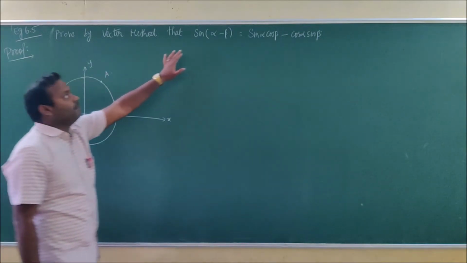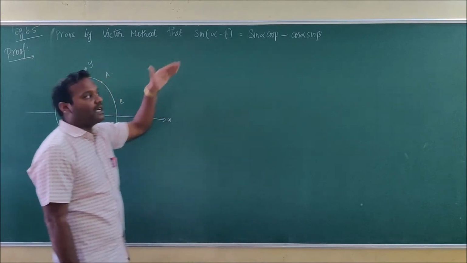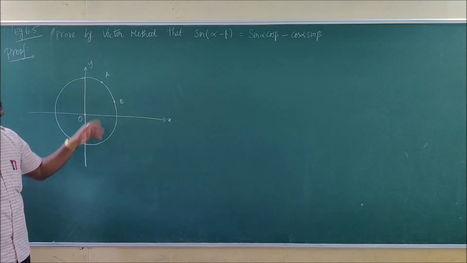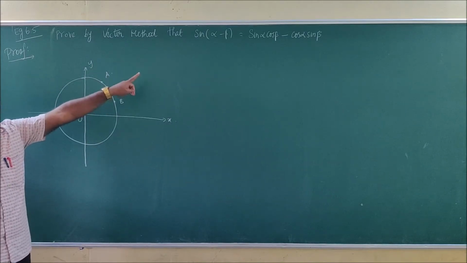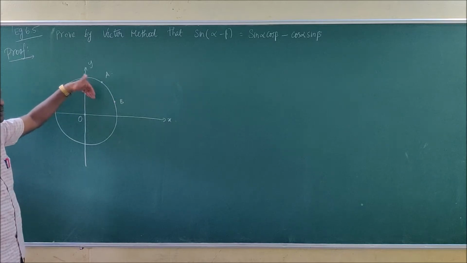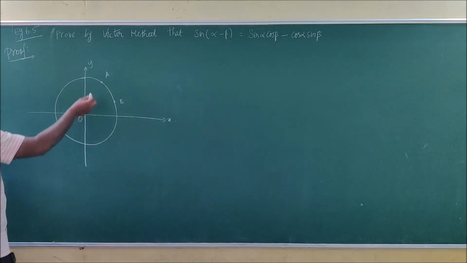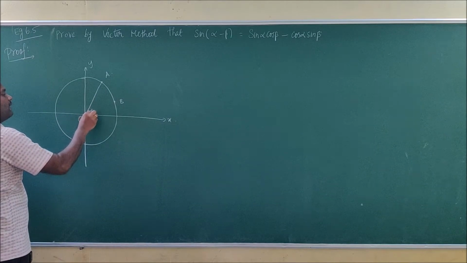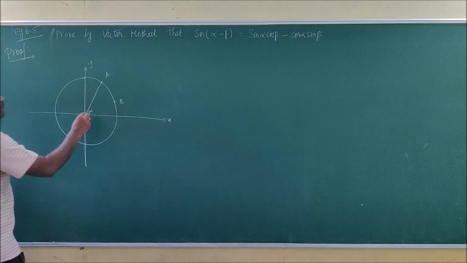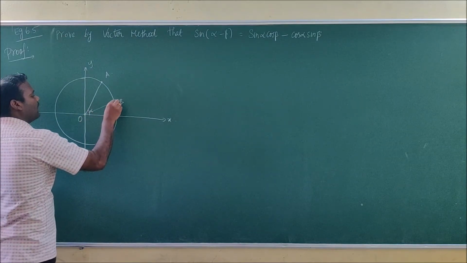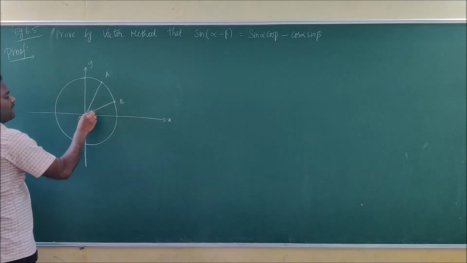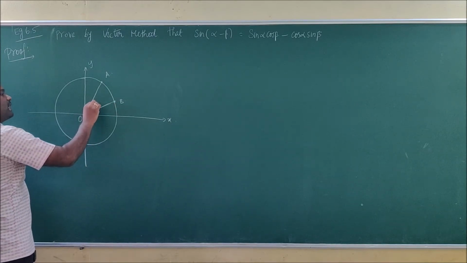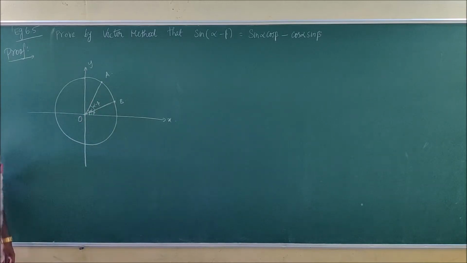If the problem is alpha plus beta, you have to take the first point in the first quadrant and the other point in the fourth quadrant. But if your problem is alpha minus beta, you have to take both points in the first quadrant. So if you join those points, OA makes an angle alpha with the positive x-axis, and similarly the line OB makes an angle beta with the positive x-axis. So the angle between A and B is alpha minus beta.